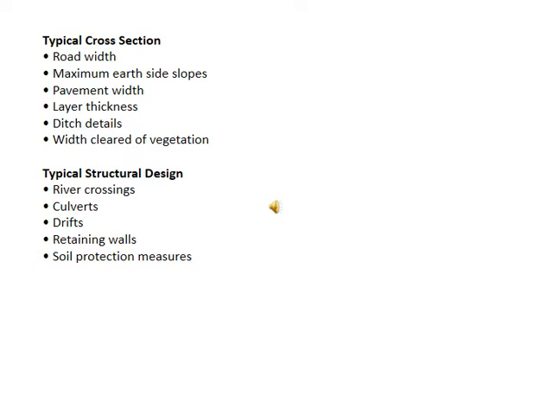In a typical structural design, in this case, we have to be concerned about river crossings, culverts, bridges, retaining walls, and the soil protection measures. So when we design a road cross section, as well as a typical structural design, these need to be considered.